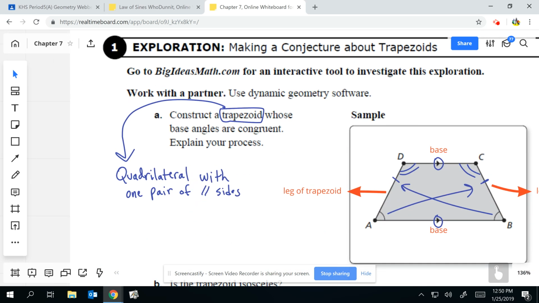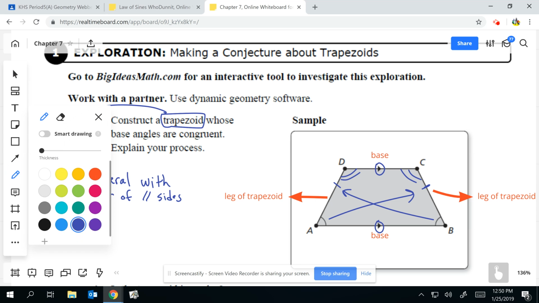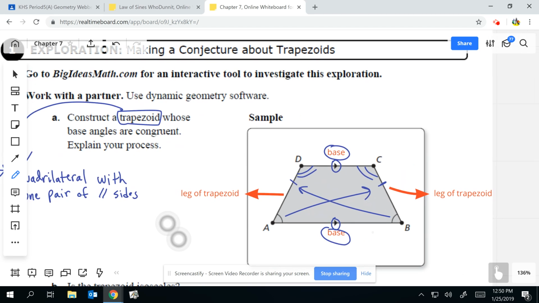So on this first picture here, letter A, I wrote down what a trapezoid actually is. You can see that right here, it's a quadrilateral with one pair of parallel sides. So one pair of sides that is parallel. And you can see I circled those. And we call those sides bases. So here's one base. Here's your second base. So the bases are the ones that are parallel. The other two sides are not parallel. They are not going to be going the same direction. They're called legs of the trapezoid.